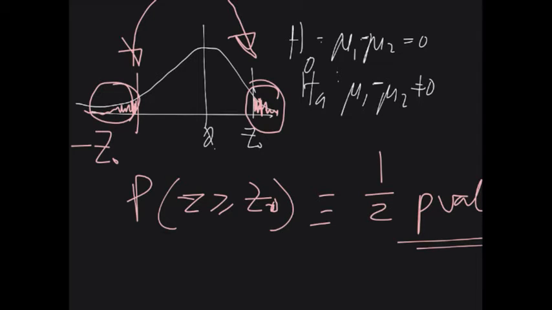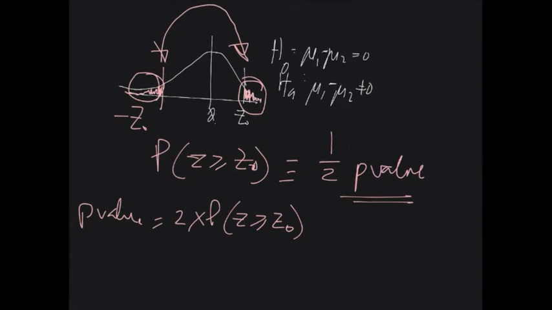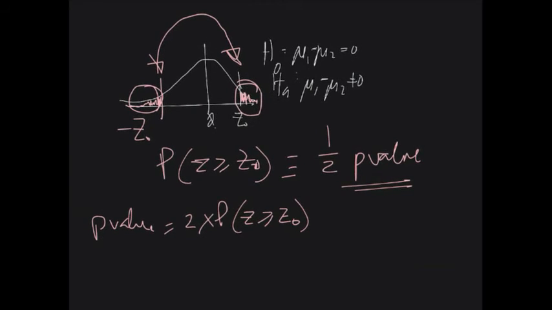But we don't have to calculate the two of them separately because the standard normal is symmetrical. All we need to do is calculate one of them and multiply by 2. So the p-value would be equal to twice the probability of Z greater than or equal to Z0. Once you find that probability, you just multiply by 2, and that will give you the p-value. So Chris, I hope I answered your question with that.